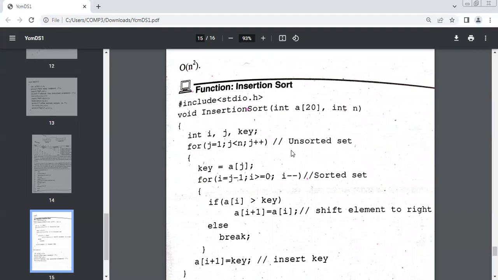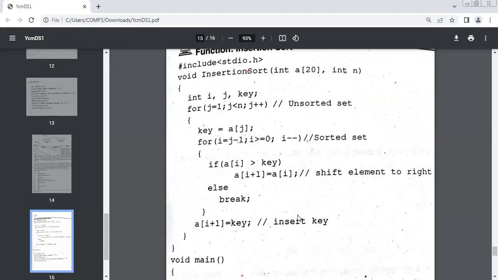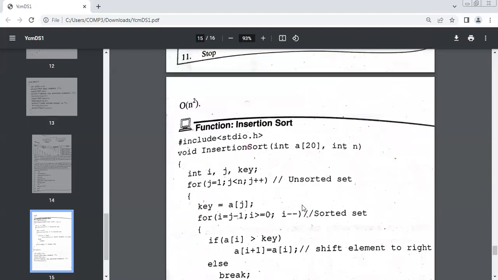हियर वी राइट, अनसॉर्टेड सेट के लिए हमने यहाँ पे एक लूप लिखा है. ये जो सेकेंड फॉर लूप है, उसमें हम सॉर्टेड लिस्ट के लिए लिखा है. इस सॉर्टेड लिस्ट में अनसॉर्टेड सेट में से जो भी एलिमेंट लेंगे वो हम सॉर्टेड सेट के साथ कंपेयर करेंगे. अगर उसमें कुछ शिफ्टिंग करना है तो वो हमने इस इफ सेक्शन में उस एलिमेंट को शिफ्ट किया है. ओके. So this is the code for insertion sort.